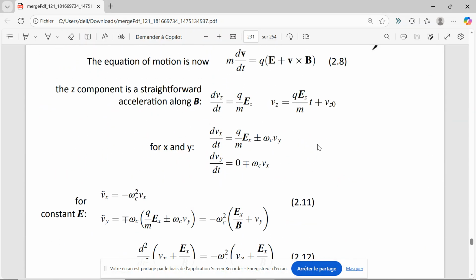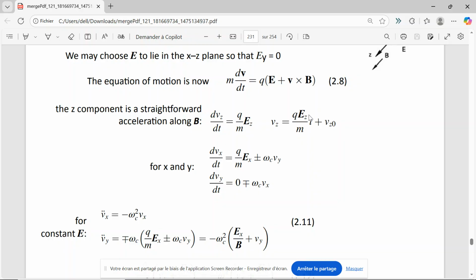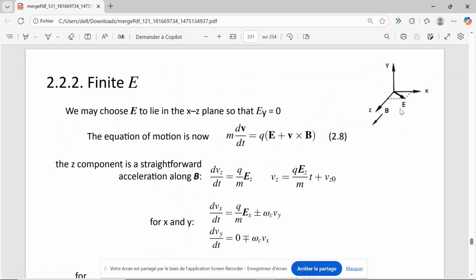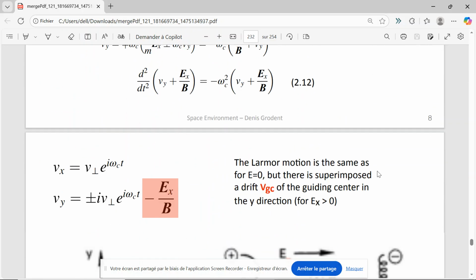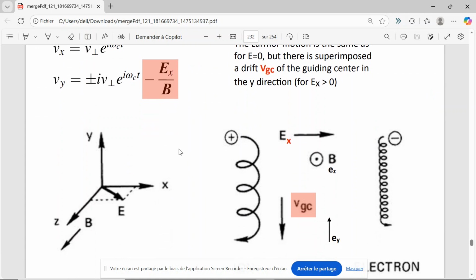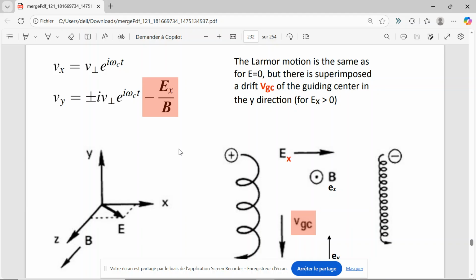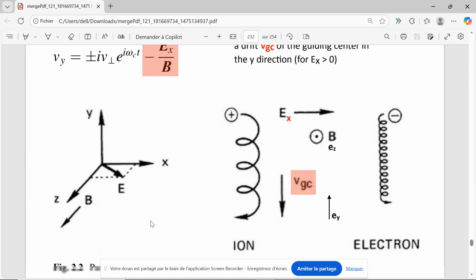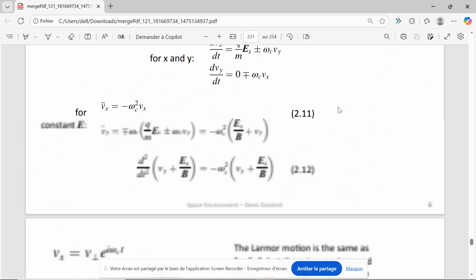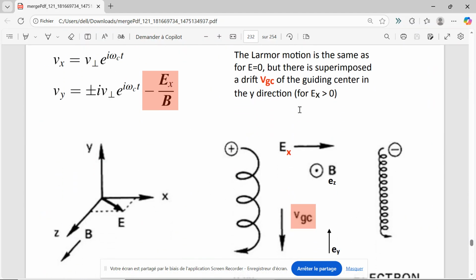Okay, we assumed Ez is equal to 0, which means that we don't have motion in the z direction. Because B and E are perpendicular, and E is in the direction of x, it will induce a drift in the y direction. So where is the y direction? X is like this, Y is like that. So we have a Vy that is decreasing.